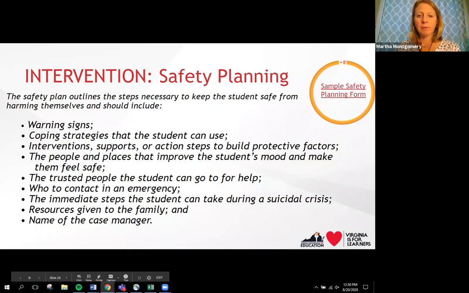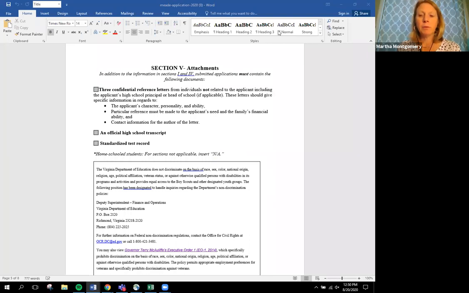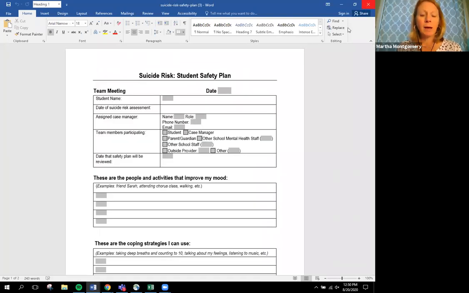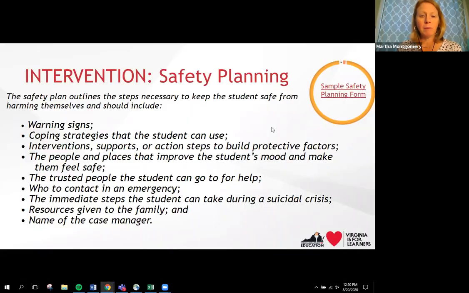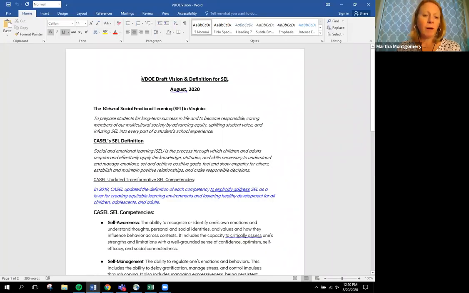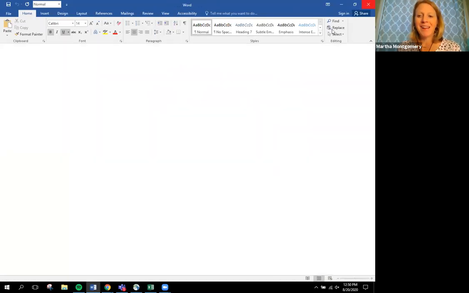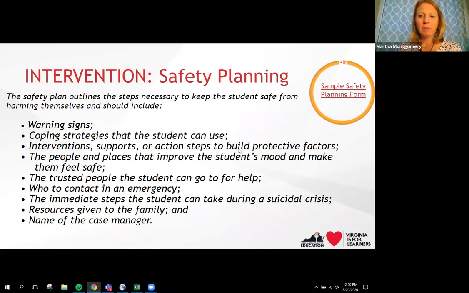How do they build protective factors? What areas do they need to focus on, or what areas do we need to help support, to build their protective factors? Hopefully every student is going to have somebody within the school who improves their mood or uplifts them, or is somebody they can talk to. So we want to try to identify those personnel or other students that might be helpful if the student starts needing a trusted individual.